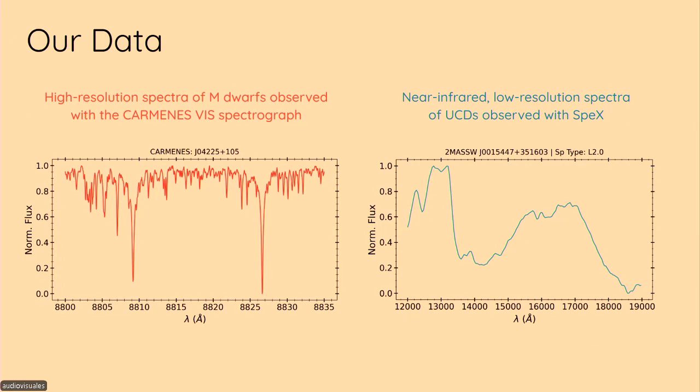And for the case of ultra-cool dwarfs, as they are very faint, we have to use near-infrared, low-resolution spectra. In this talk, we will talk about spectra observed with the SPEX spectrograph, which is in the IRTF telescope. And this is what you can see in blue. And just for you to get an idea of the difference, in the high-resolution spectra, we are seeing a wavelength window of 35 angstroms. And in the blue spectra, we are seeing a wavelength window of 7,000 angstroms. Okay, so they are very, very different types of data.